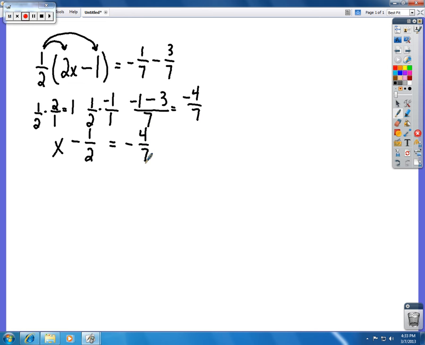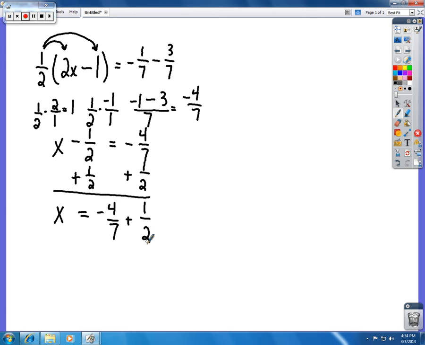-4/7. And now, to get the x by itself, I'm going to move this 1/2 over to this side, because this is the side that has the numbers. I'm going to do that by adding 1/2 to both sides. So this side is easy, they cancel. So now we've got just x. And now x equals -4/7 plus 1/2.